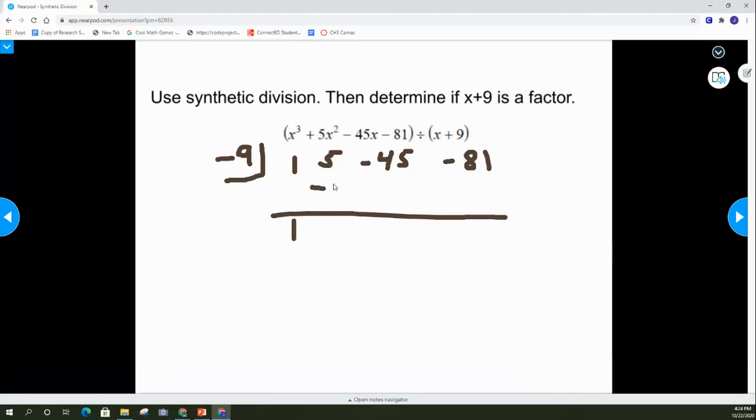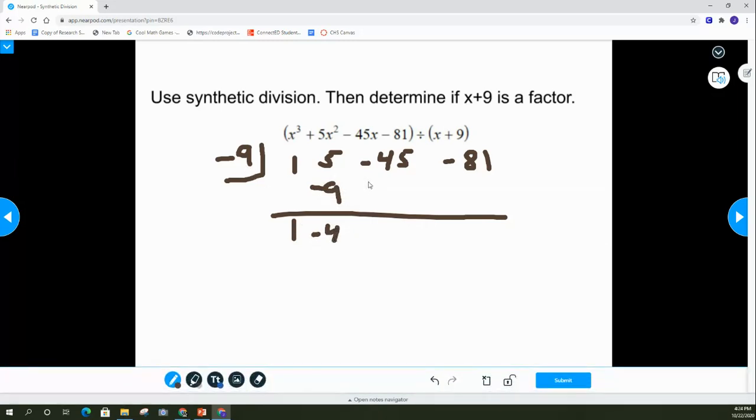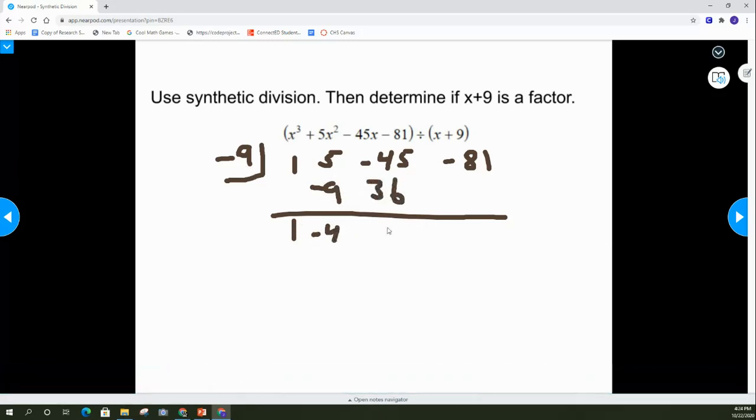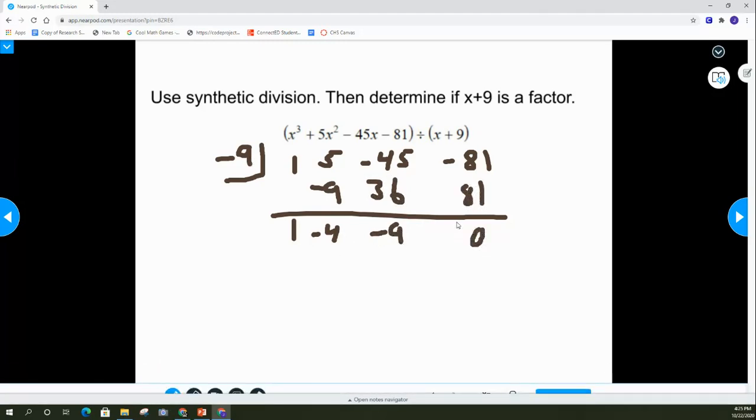Multiply, add, multiply, add, multiply, add. The last number is your remainder.